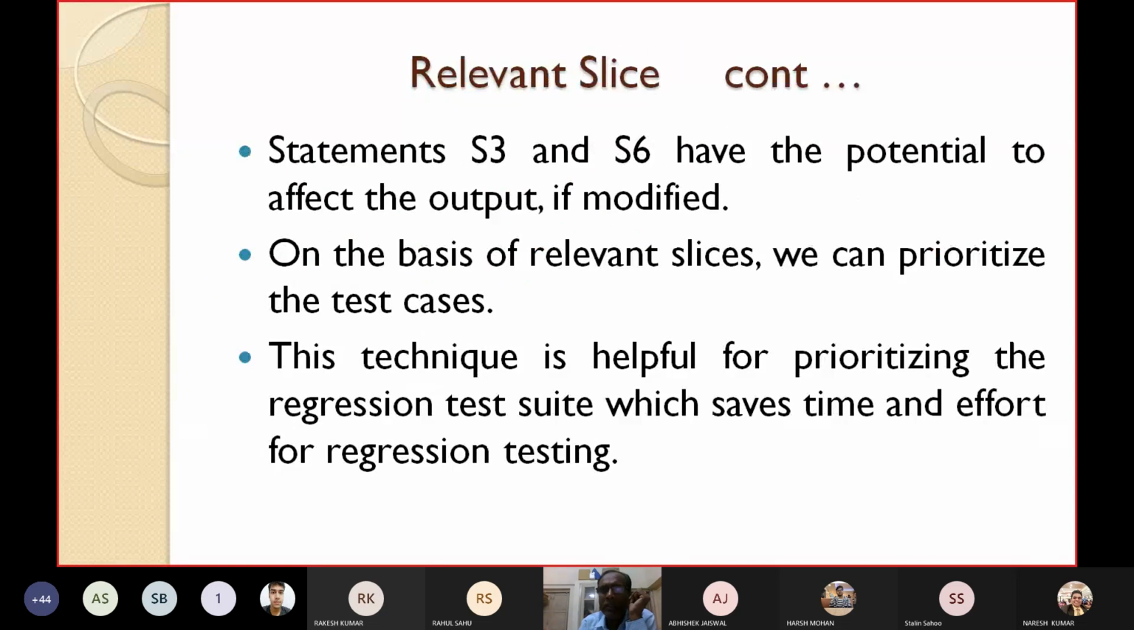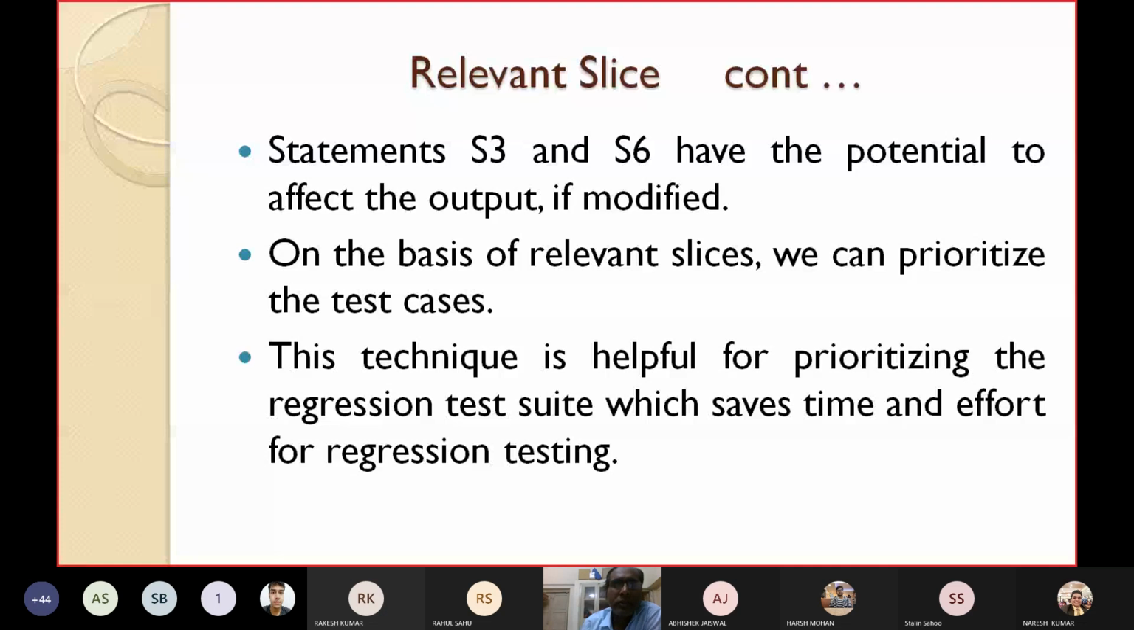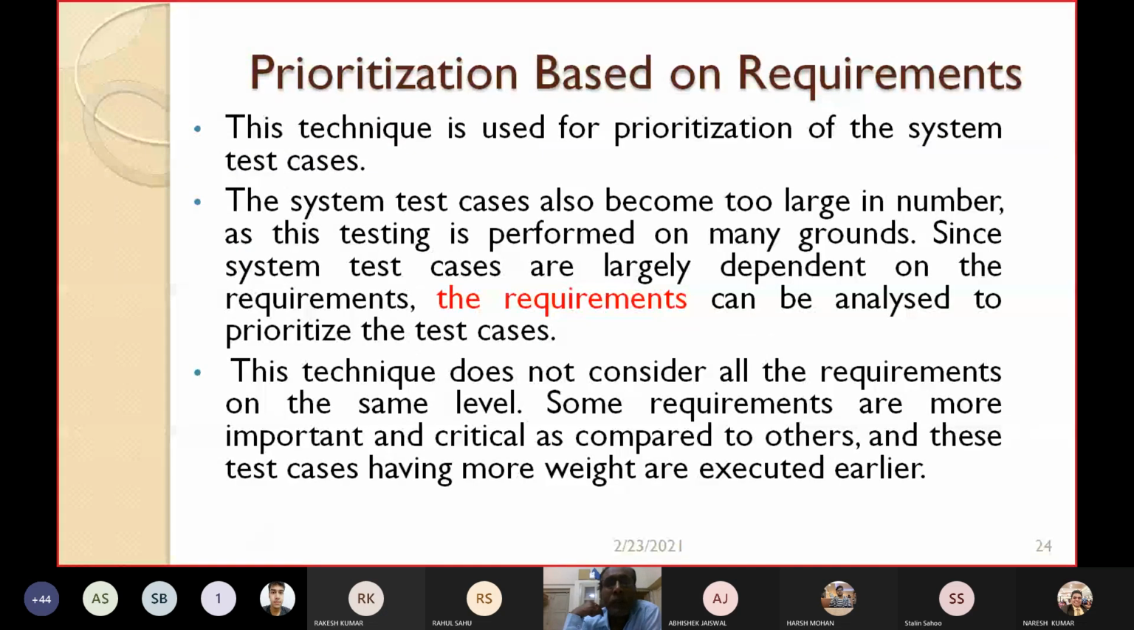On the basis of relevant slices, we can also prioritize the test cases. This technique is very useful for prioritizing the regression test suite, which will save time and effort for regression. So this is called a relevant slice. Then another technique we'll quickly see: prioritization based on the requirements. This technique is used for prioritization of the system test cases.